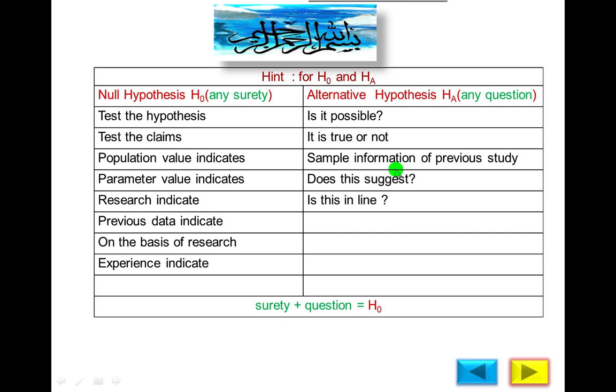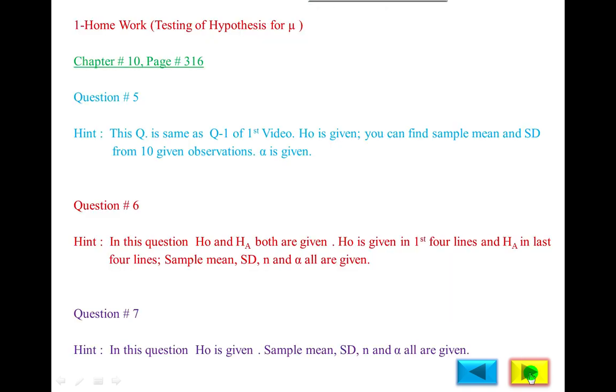Okay. So now I am giving some questions for homework from your book. The first homework of the testing of hypothesis for mean, chapter number 10, page number 316 of Walpole book. Question number 5, this is the hint for question number 5. This question is the same as question number 1 of the first video. In this question, H0 is given and you can find the sample mean, X bar, and standard deviation S from 10 given observations, N is 10, alpha is also given. It is 100% the same as question number 1.